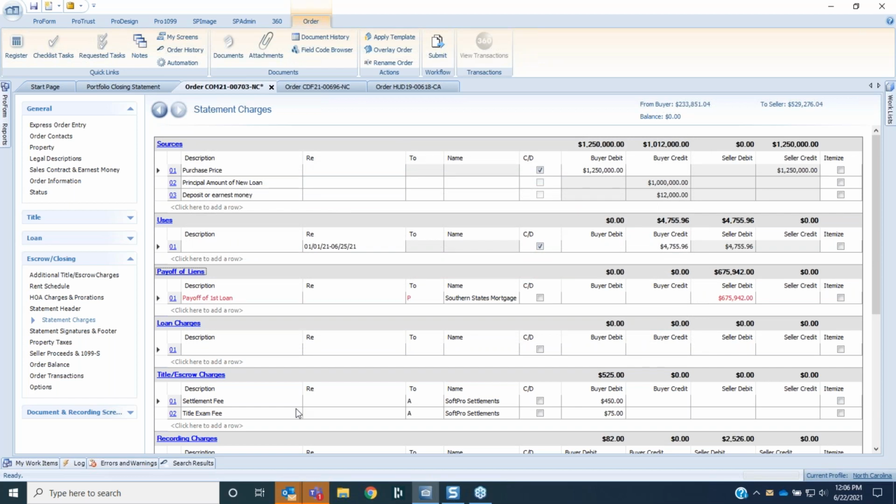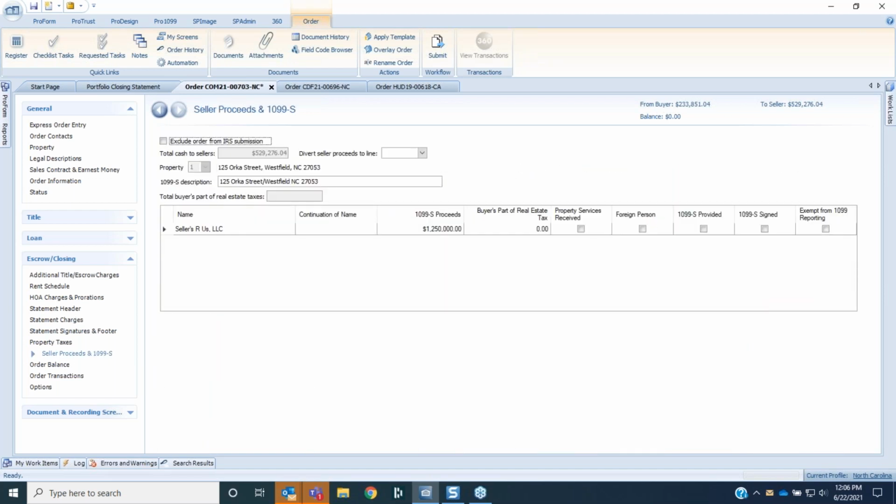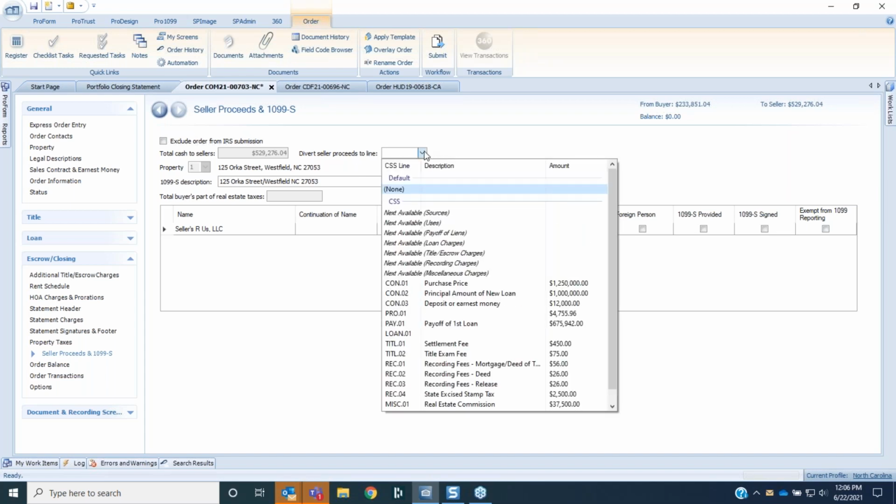Most importantly is, how are we going to pay out to the QI from the closing? In our seller proceeds and 1099 screen, we have the ability to divert the seller proceeds to a line. And what divert seller proceeds will allow us to do is to set up our document in advance and just move the seller proceeds over to a line, again, on our CD or on our HUD, or in this case, in a commercial settlement statement.